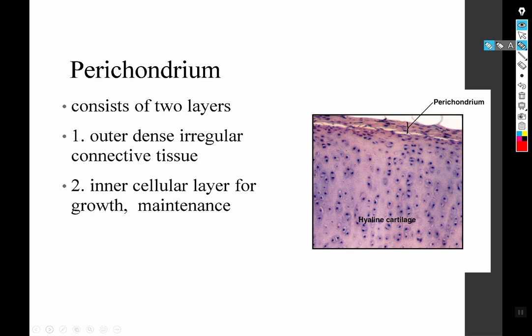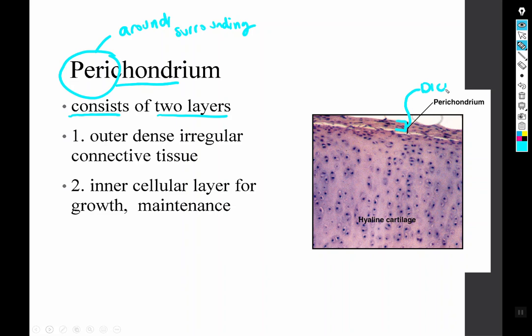So a lot of the tissues that we're going to talk about have a wrapping of some kind. So this root word means around or surrounding. So peri means around or surrounding, and chond means cartilage. So perichondrium literally is just the tissue layer that surrounds cartilage. Voila. So it consists of two layers. There's the outer layer, which is dense irregular connective tissue. And then there's this transitional layer.